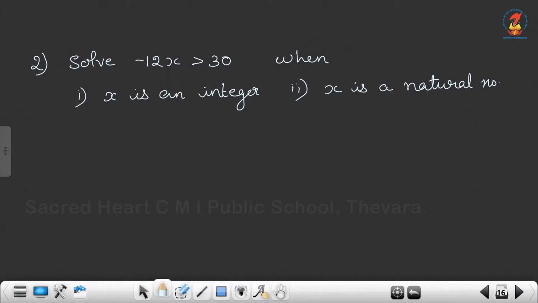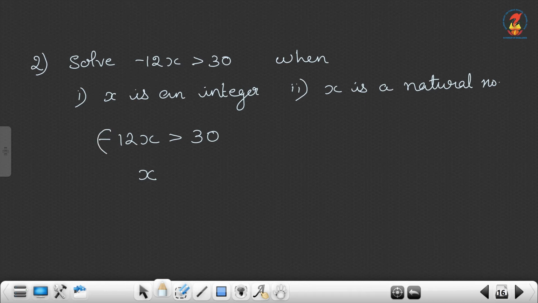Solve minus 12x greater than 30 when x is an integer, and when x is a natural number. So minus 12x is greater than 30. Finding x means we have to divide by minus 12. If you divide by a negative number, the sign will change; you have to put the opposite sign. Clear? So minus 12x is greater than 30 means x is less than 30 by minus 12.